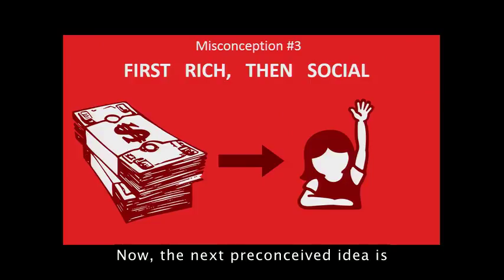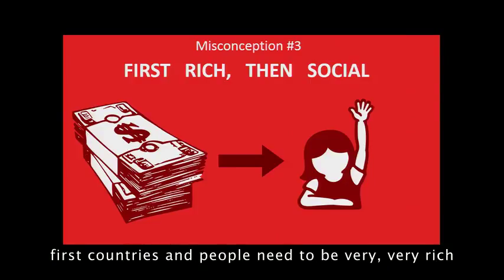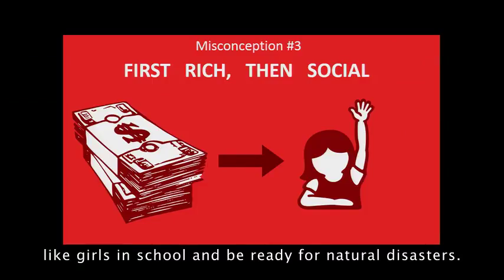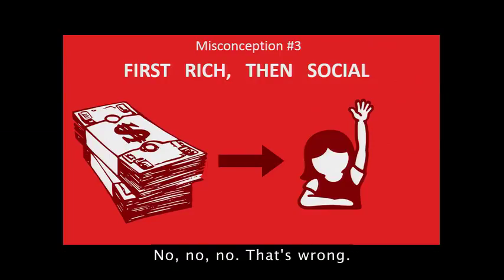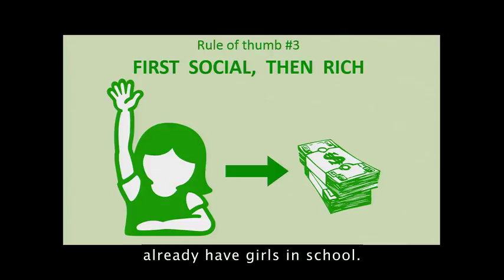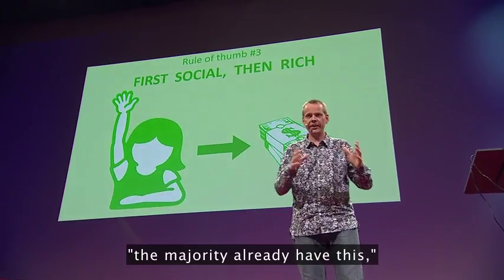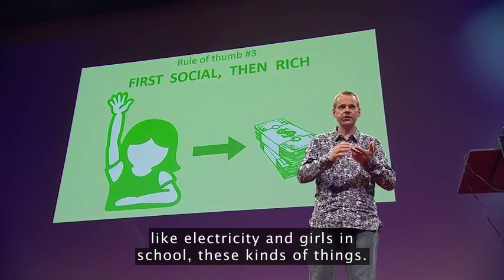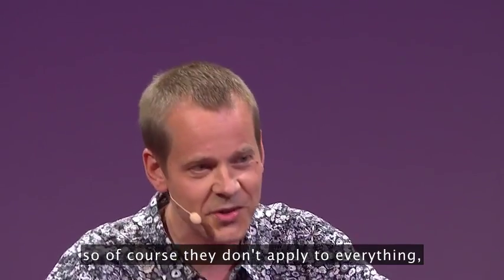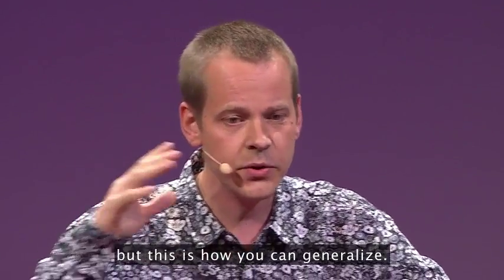Now, the next preconceived idea is first, countries and people need to be very, very rich to get the social development like girls in school and be ready for natural disasters. No, no, no, that's wrong. Look, that huge hump in the middle already have girls in school. So if you are unsure, go for the majority already have this, like electricity and girls in school, these kind of things. It's only rules of thumb. So of course they don't apply to everything, but this is how you can generalize.